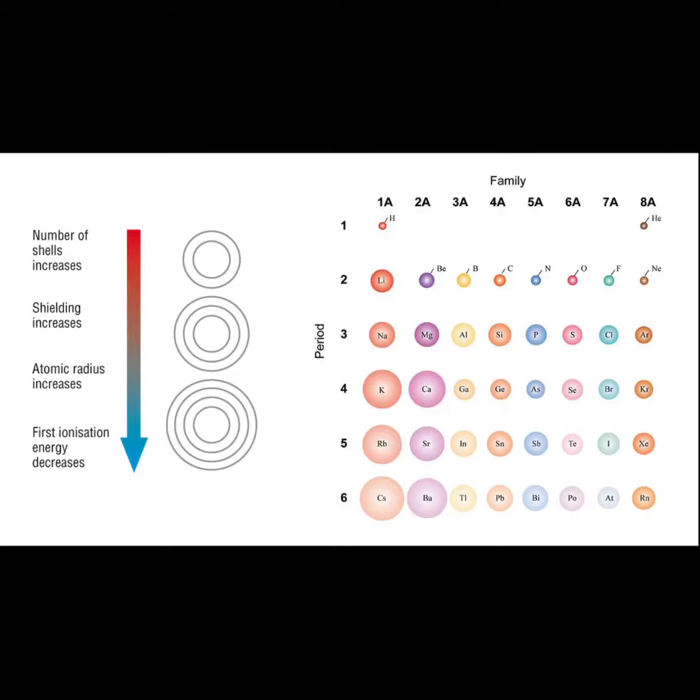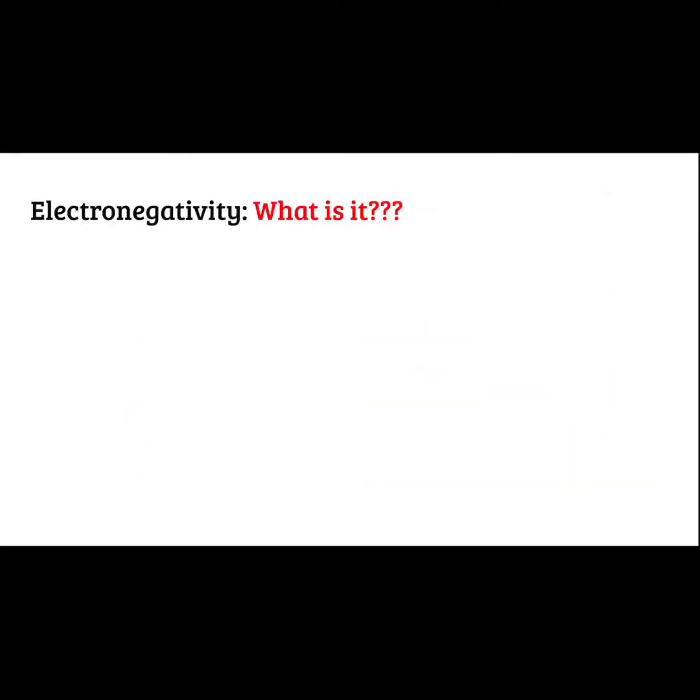So here's kind of what that looks like. You can see that as you go down on this chart, your atoms get bigger, and as you go across, they get smaller. So in this picture, my biggest atom would be Cs, which is cesium.